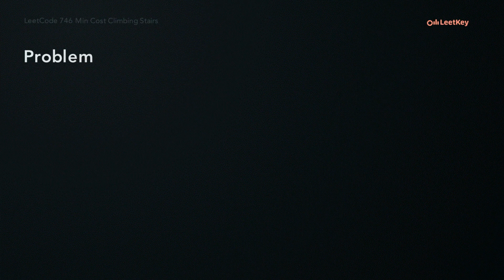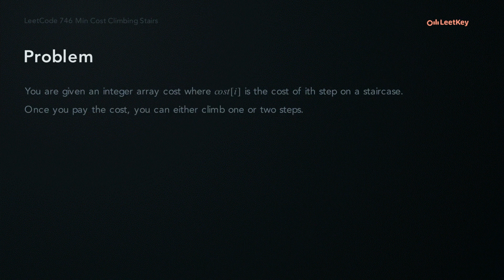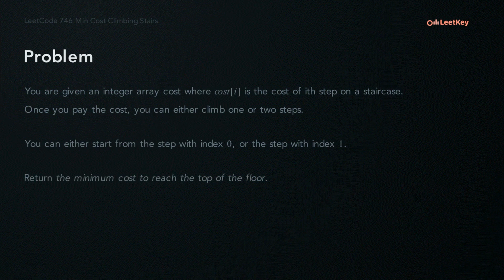The problem states you are given an integer array, cost, where the ith element of cost is the cost of the ith step on a staircase. Once you pay the cost, you can either climb 1 or 2 steps. You can either start from the step with index 0 or the step with index 1. Return the minimum cost to reach the top of the floor.